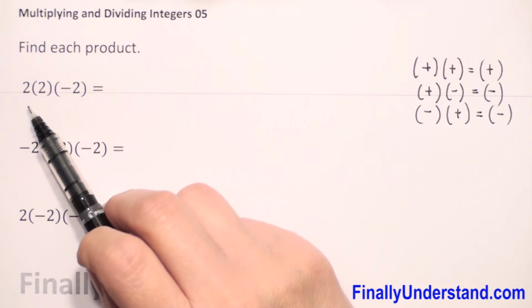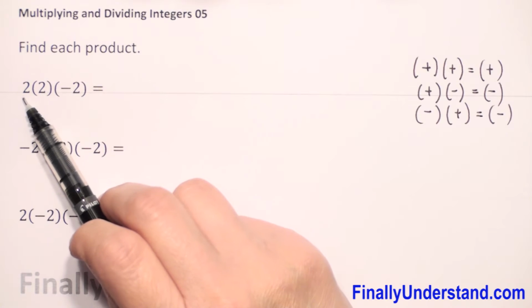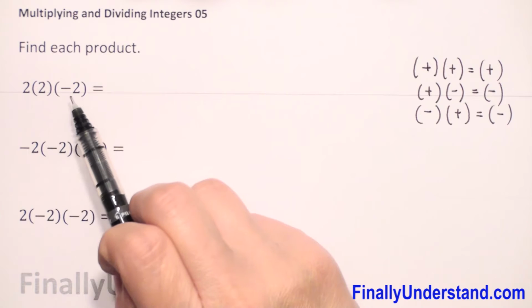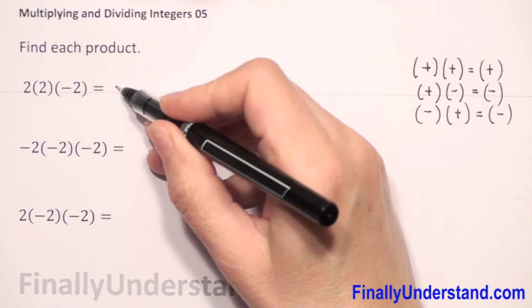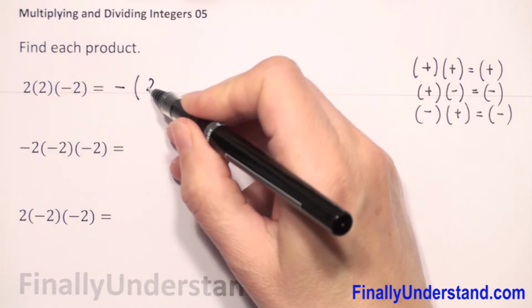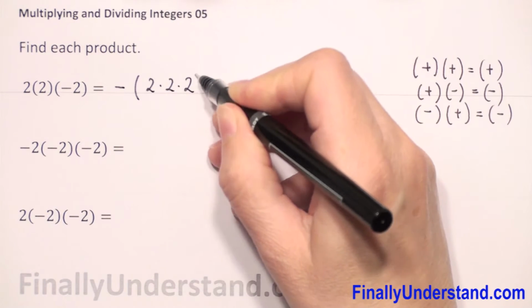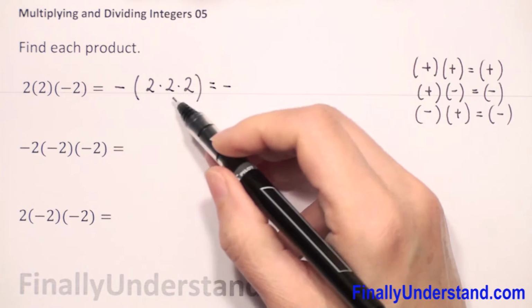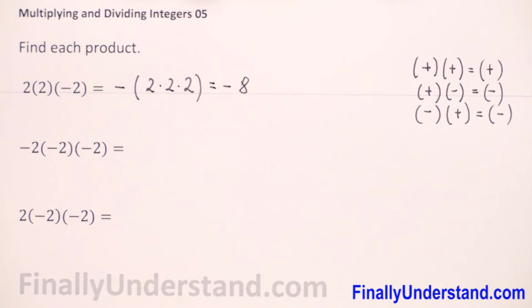So let's come back to our example. We have positive times positive. So we have positive, and a positive number times negative gives me a negative number. And now I have to just multiply these three numbers. We have 2 times 2 times 2. So this is equal, negative sign we have to rewrite. 2 times 2 is 4 times 2 is 8.